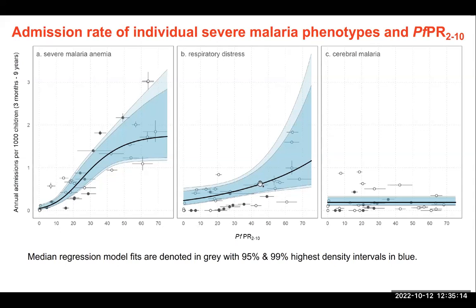However, we did not observe any correlation between cerebral malaria and infection prevalence, as shown by panel C, for all values of parasite prevalence. So what this means is that the rate of CM does not change with endemicity, but might account for an increasing proportion of severe malaria cases under low transmission settings.